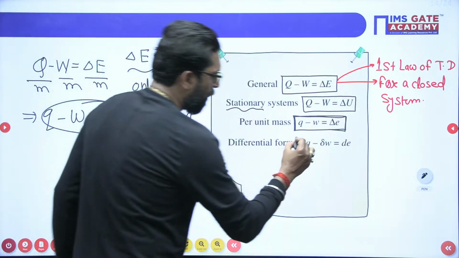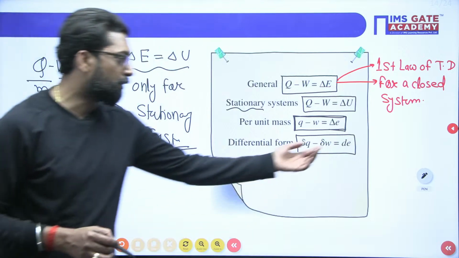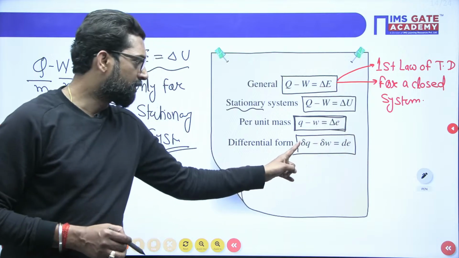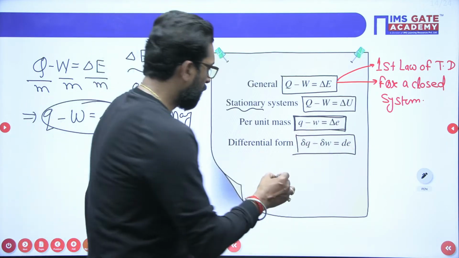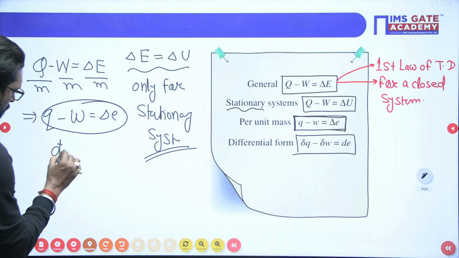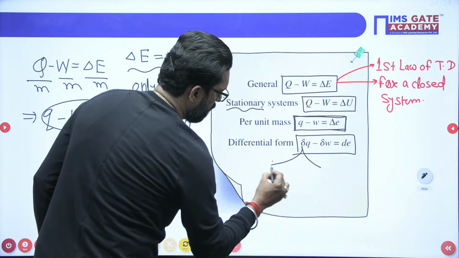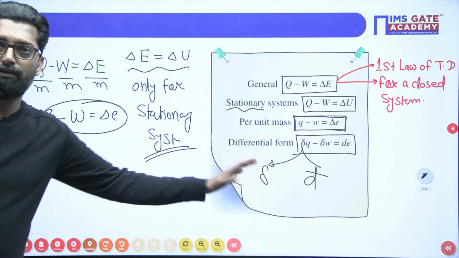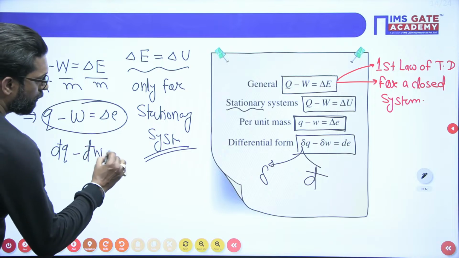Now this is in the differential form. That means a very small transfer of energy is equal to a very small energy change. So delta q minus delta w is equal to dE. If someone asks, sir, this dq, you can write it with the delta notation or d with a bar, any type of notation you can use, no problem. So dq minus dw is equal to dE.